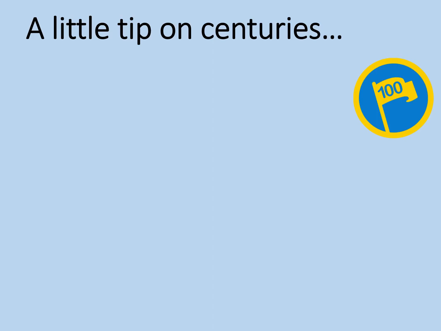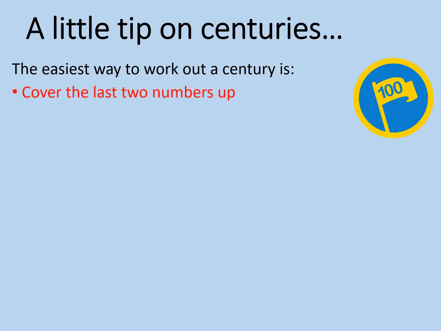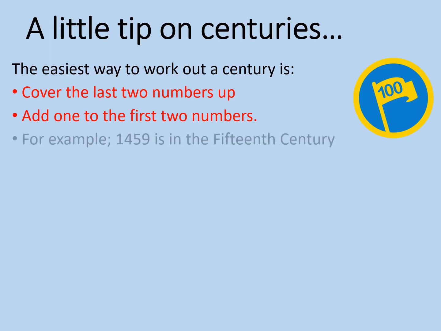A little tip on working out how we refer to different centuries. The easiest way to work out which century we're referring to is to cover up the last two numbers of a date and then add 1 to the first two numbers. For example, the year 1459 is in the 15th century. If we cover up the 5 and the 9, we're left with 14, add 1 to that, that's the 15th century. There's a very logical reason for this.